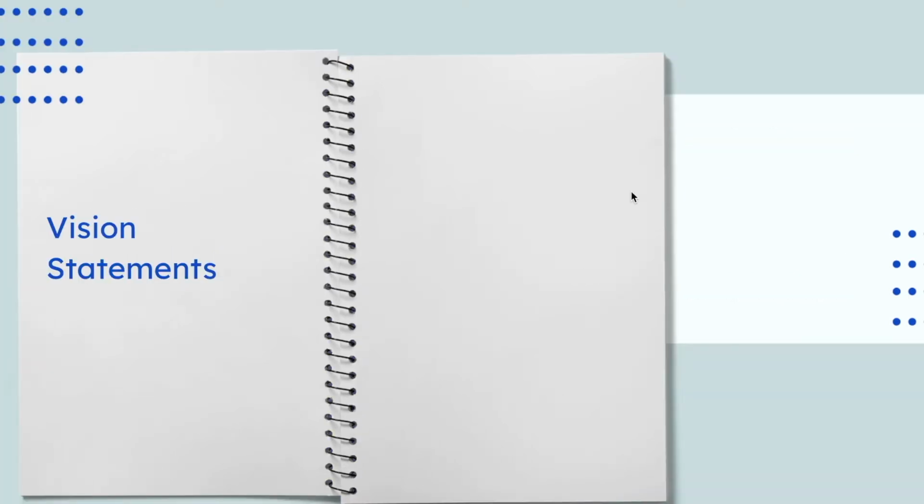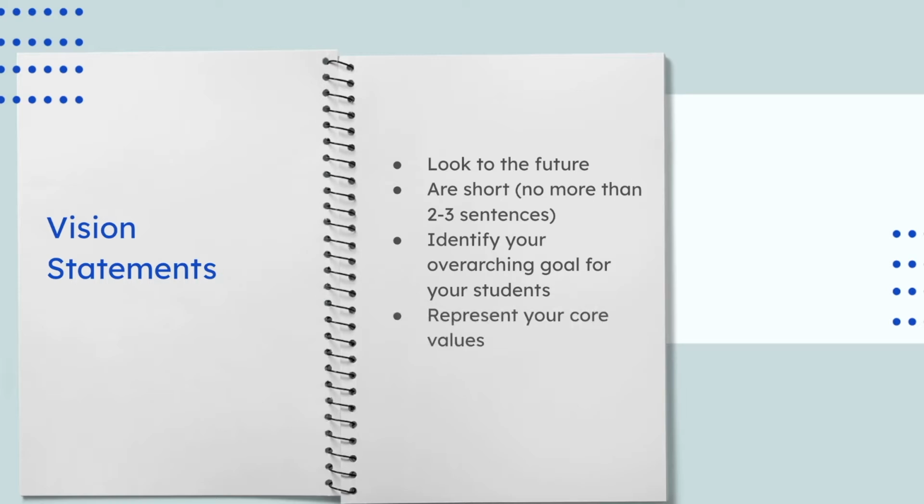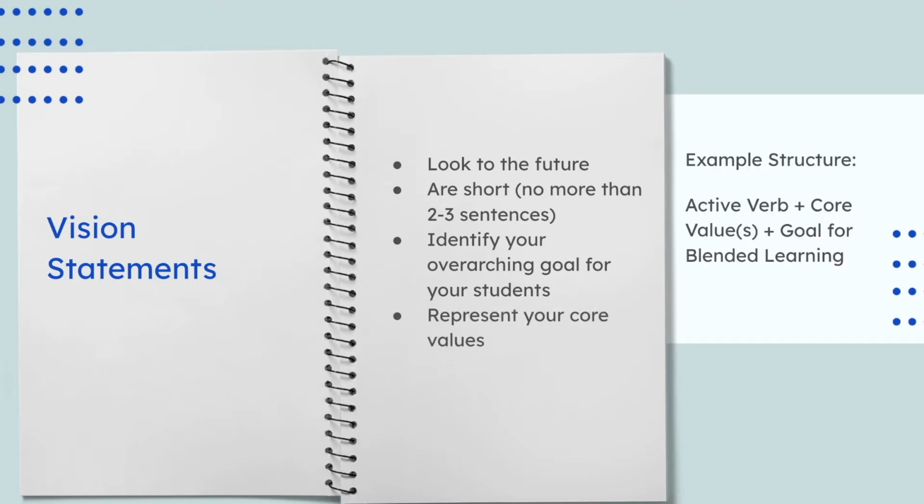So let's talk about vision statements. Vision statements look to the future. They are short, no more than 2 to 3 sentences. They identify your overarching goal for your students, and they represent your core values. An example structure for a vision statement is to include an active verb plus your core values plus your goal for blended learning. Let's take a look at a sample.